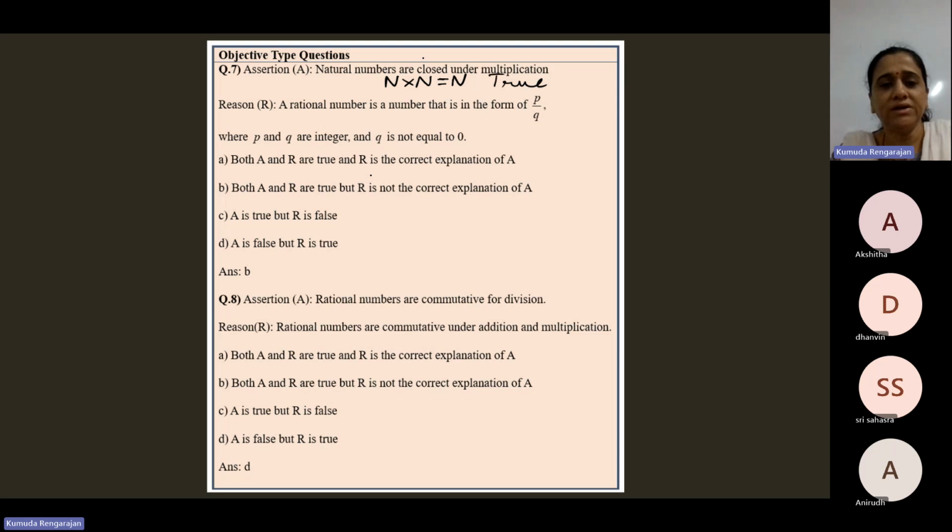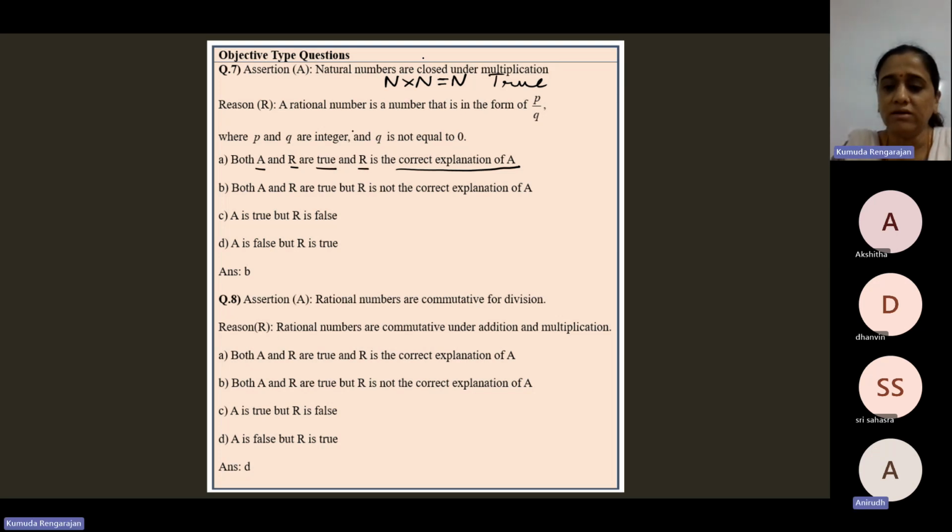And the reason statement is a rational number is a number of the form P by Q, where P and Q are integers and Q not equal to 0. Yeah, correct. Q is not equal to 0. True. So see the options we have. Both assertion and reason are true. Yeah, actually they are true. And R is the correct explanation of A.